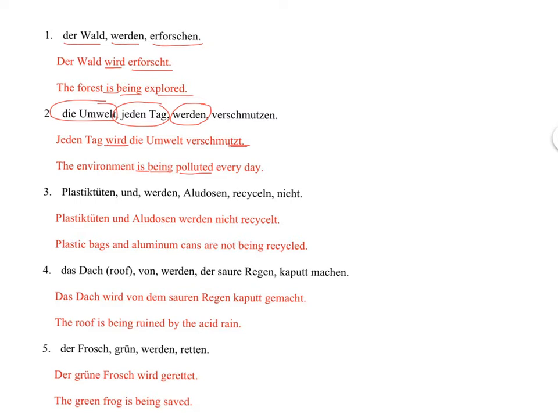We can also, again, still add the detail of who is doing the polluting. So maybe we're the ones doing the polluting. So if I want to add von, instead of wir, the dative form of wir is uns. So I would take that and add it into the sentence right before that past participle, verschmutzt. So jeden Tag wird die Umwelt von uns verschmutzt. The environment is being polluted every day by us.